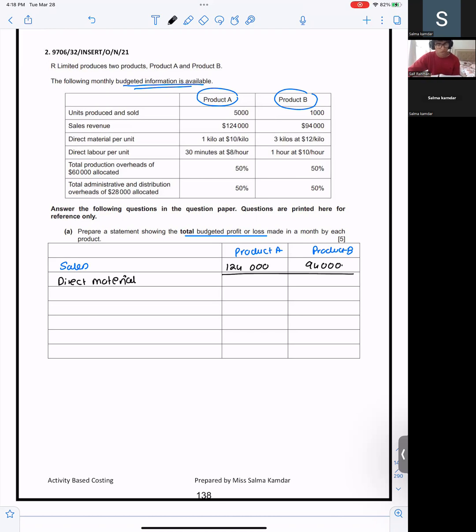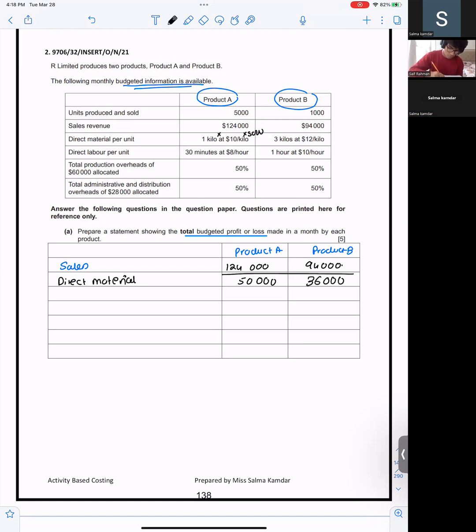So 1 into 10 into 5,000. You get 50,000. For product B. Product B, 3 into 12 into 1,000. You get 36,000.